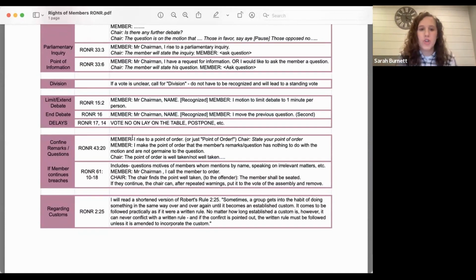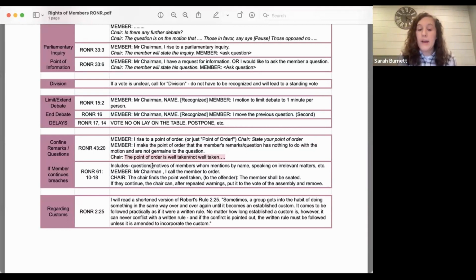And so you can actually do a point of order on another member. This one is written: I make the point of order that the member's remarks have nothing to do with the motion, or are not germane. Germane means having to do with the same topic. And then the chairman can rule on that. So you can do a point of order on a member who's out of order.